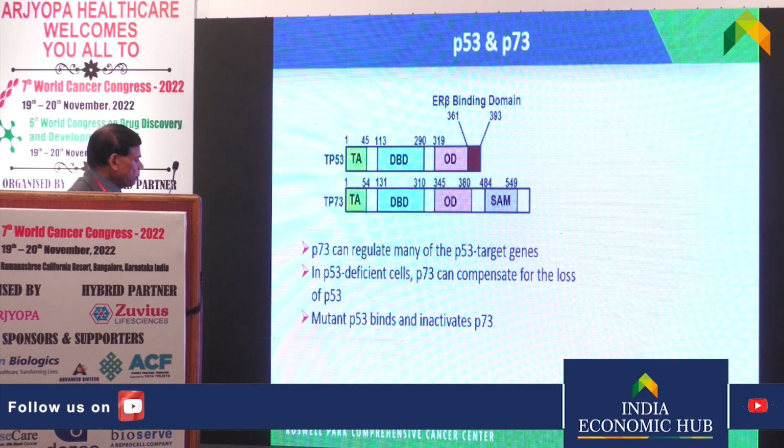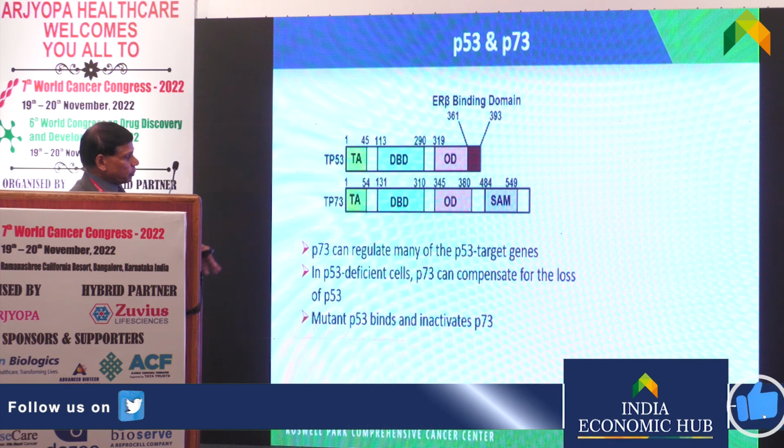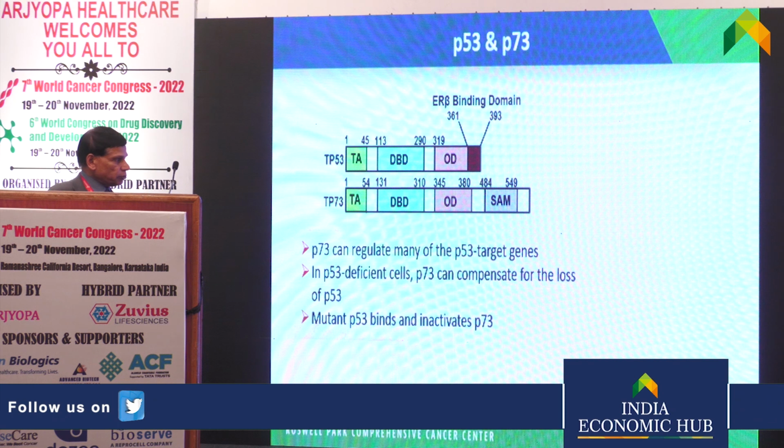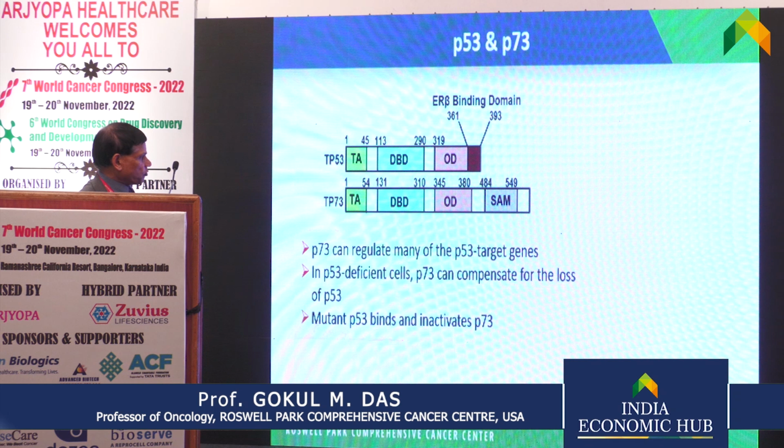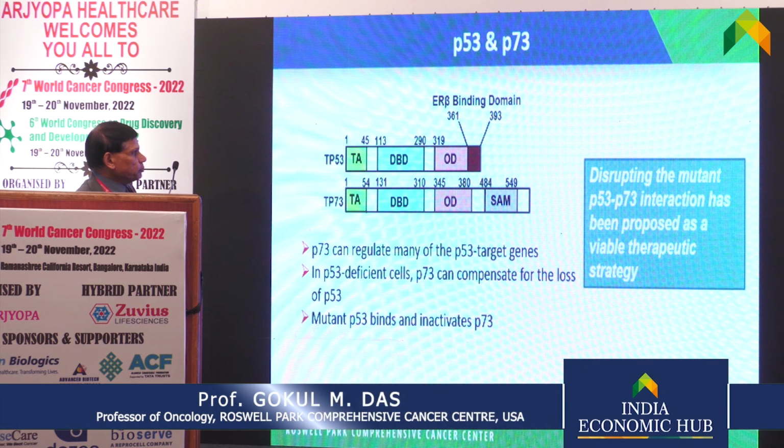P73 is another family member of the P53 tumor suppressor family, and P73 can regulate many of the P53 target genes. In P53 deficient cells, P73 can compensate for the loss of P53. However, the problem is that mutant P53 is smart enough to bind and inactivate this tumor suppressor. That's the challenge in triple negative breast cancers and many other breast cancers where mutant P53 is expressed. And so disrupting this mutant P53, P73 interaction has been proposed as a viable therapeutic strategy.